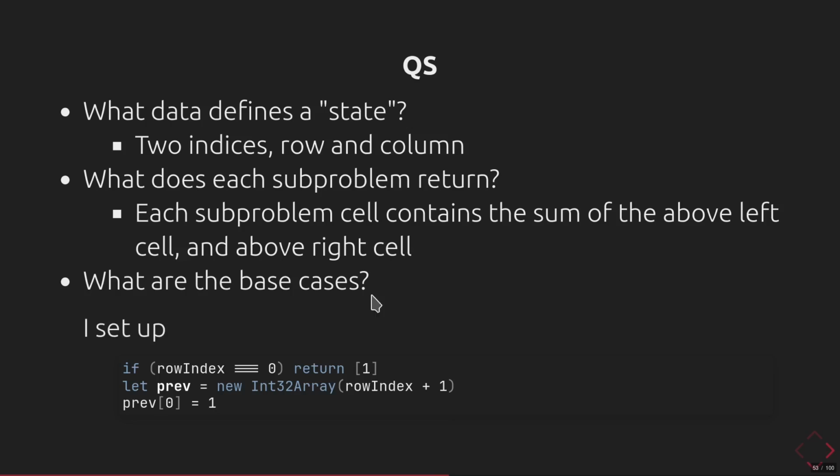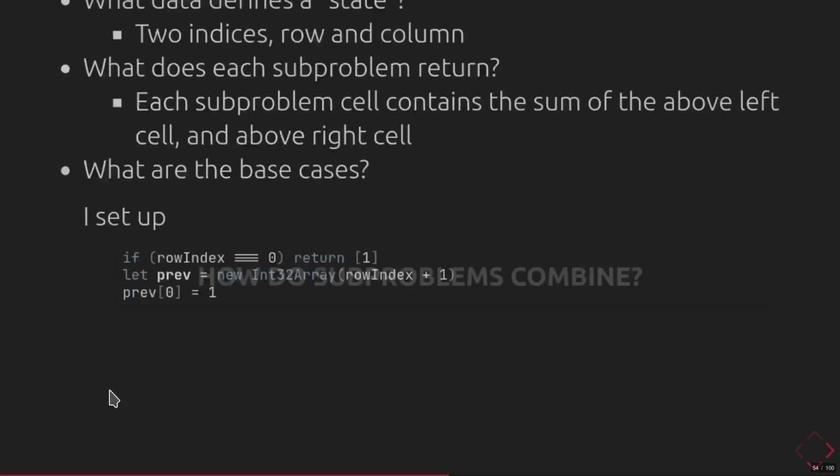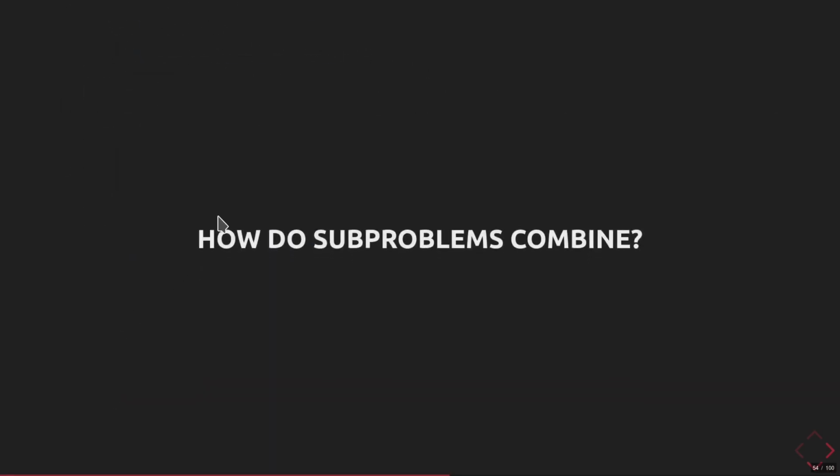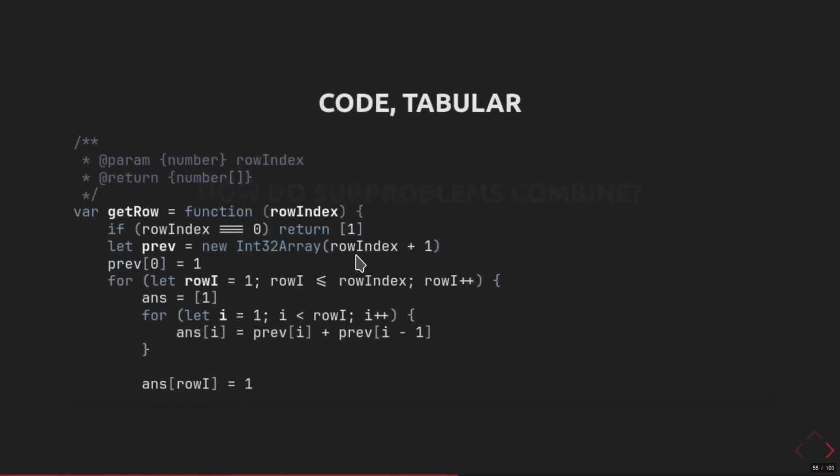And the base cases are going to be basically, well, you start at row 0. You've got to have the initial value as 1. And then, I guess this is not part of the base case, but it's part of the computation that I set up. So these subproblems combined, we just talked about this. It's the above and the above left cell.